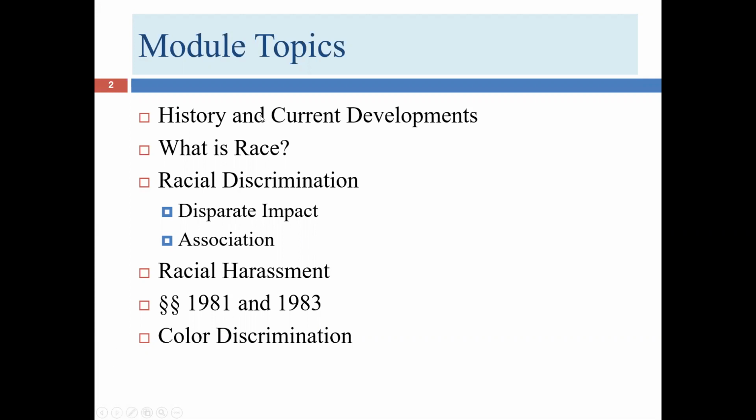So let's begin. These are the topics that we're going to cover in this presentation. We're going to briefly touch on the history, a little bit about the topic of what race means, and then we're going to discuss the topic of racial discrimination. A little bit on disparate treatment, but also some on disparate impact, and also associational racial discrimination. We'll talk briefly on racial harassment, and then we'll talk about sections 1981 and 1983. And finally, we'll talk briefly about color discrimination. So let's begin.